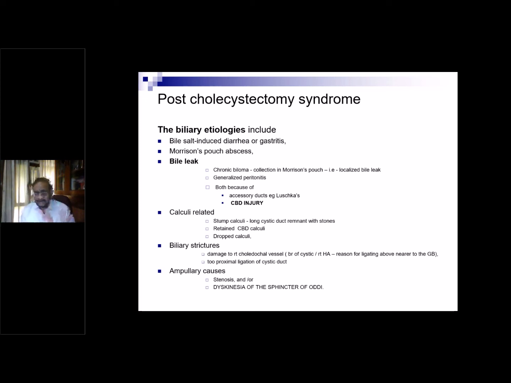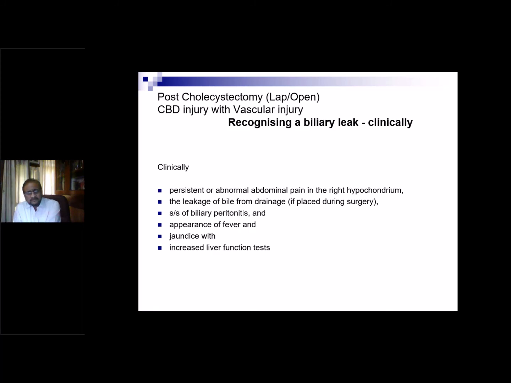Not less than that, not more than that. So as a safe level, if you want to have one cutoff, 3 millimeters should be what you're looking at. So 2 to 3 millimeters left behind. You're not removing too much. You're not leaving too much. Is that clear? Ampullary causes, where the patient has a stenosis or dyskinesia of the sphincter of Oddi, is again a cause for post-cholecystectomy syndrome. Right? Now, you have a CBD injury.